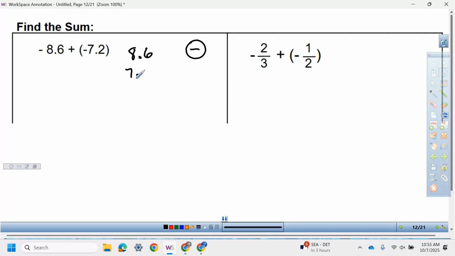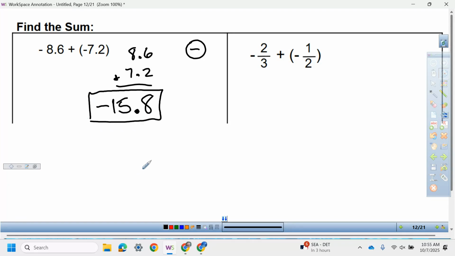So 8.6 plus 7.2, that gets me 6 plus 2 is 8. There's my lined up decimal. And 8 plus 7 gets me 15. And we already recognized that my answer needs to be negative. So -15 and 8/10 is our final answer. Now, to move on to the fractions.